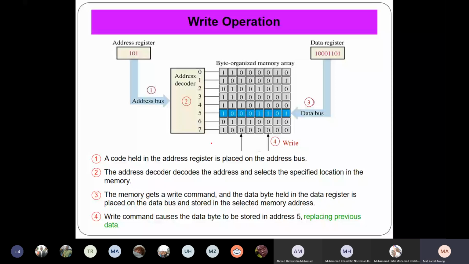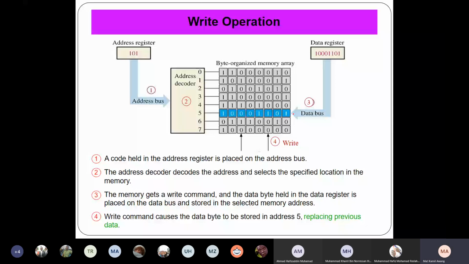So you get the write command. So the data in the data register is sent to the data bus, okay? From the data register, it is sent through the data bus to the selected memory address here.